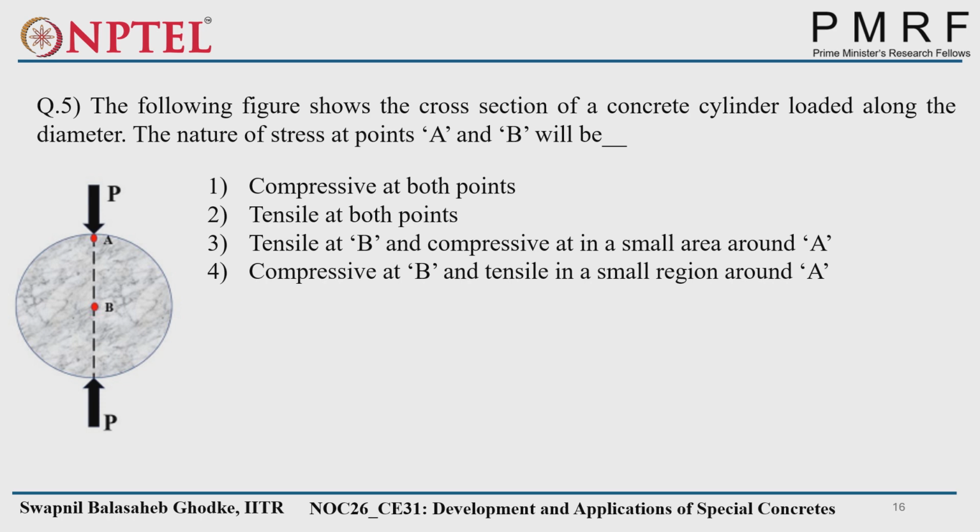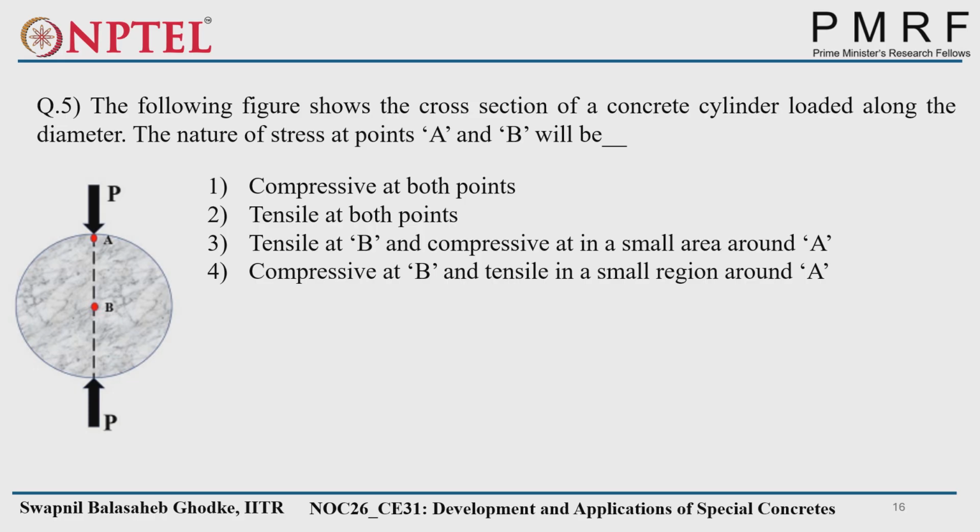So the following figure shows the cross section of a concrete cylinder loaded along the diameter. The nature of the stress at points A and B. So this is the cylinder. Suppose the cylinder is going under the splitting tensile strength test. We cast the cylinder with an aspect ratio of 2, meaning suppose the length is 300 mm and the diameter is 150 mm. So we cast with an aspect ratio of 2, and we go for the compression, that is the splitting tensile strength test.